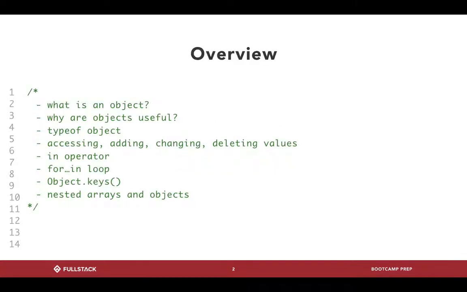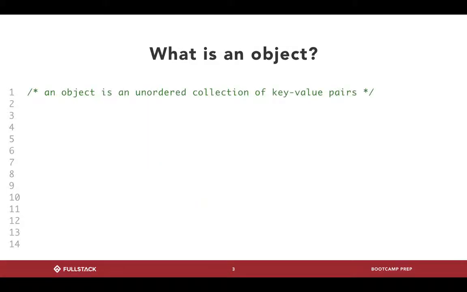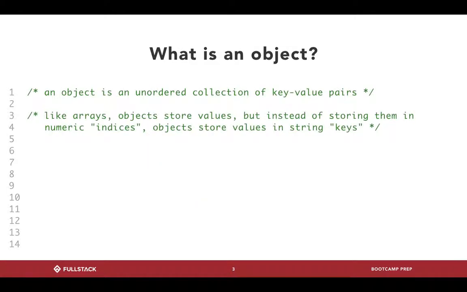Okay, objects. The technical definition for an object is that it's an unordered collection of key value pairs. In JavaScript, we call it an object. In Python, we actually call it a dictionary, which I really like. Because the way to think about it, by analogy, is that a dictionary is a collection of words and their definitions, much in the same way that an object is a collection of keys and their values, right?